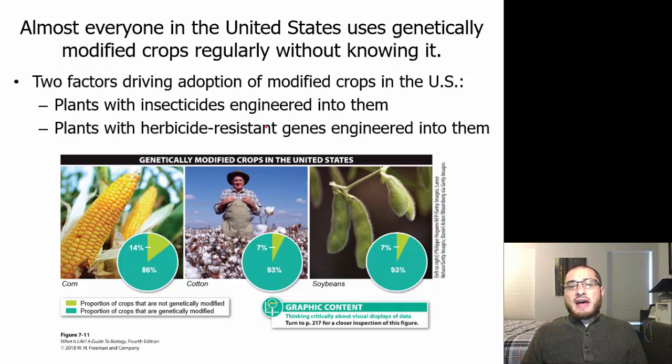And we're doing this so that we don't lose a lot of crops, so that the plants don't die off from these insects and these herbicides coming in contact with the plants. So we do this so that there's more output. So people argue that, is this exactly safe for us? Is it good for us?